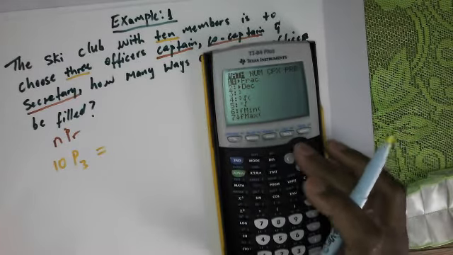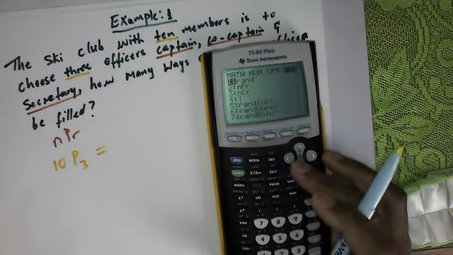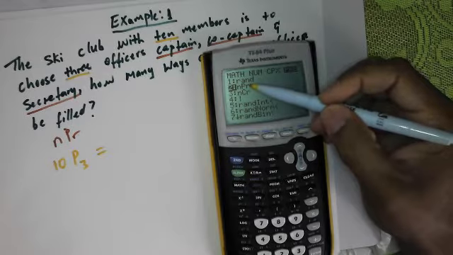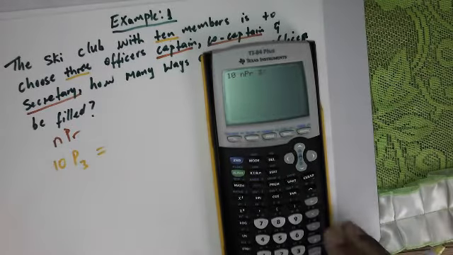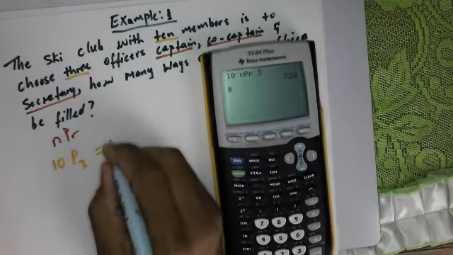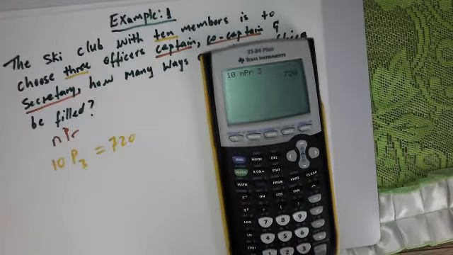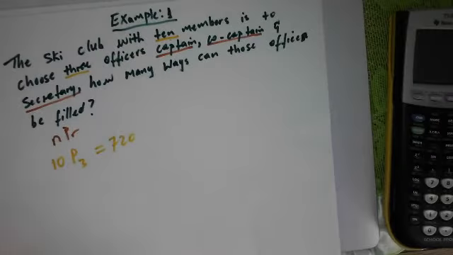Let's come back up here. Scroll all the way over to PRB, and then scroll down to NPR. So we hit that, and then we hit our 3, and that would give us 720. So there are 720 ways this thing could be done.